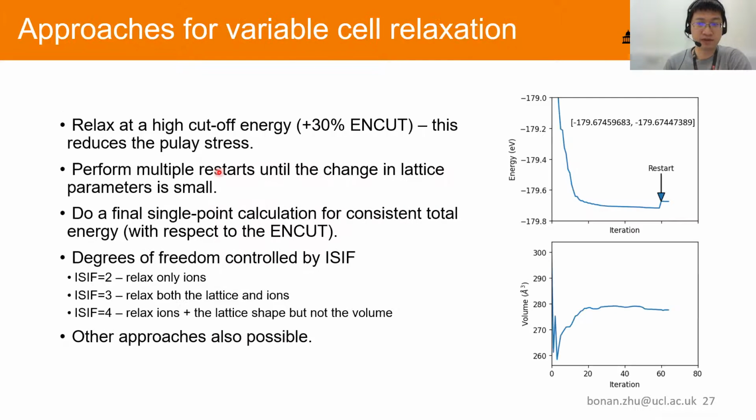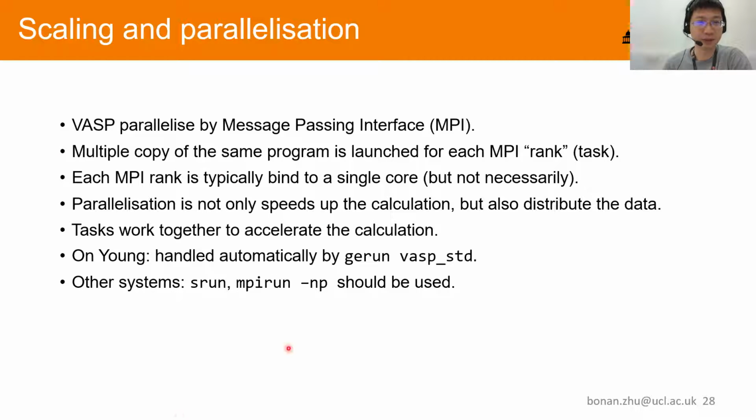So let's finally move to this very important topic of how to do calculations efficiently. VASP is parallelized by the Message Passing Interface, called MPI. Essentially, you run multiple instances of VASP, all running the same program. At a certain point in the program, there is a master node and the other tasks, and they communicate with each other to solve specific problems and make the compute-intensive part parallel and accelerate the calculation.